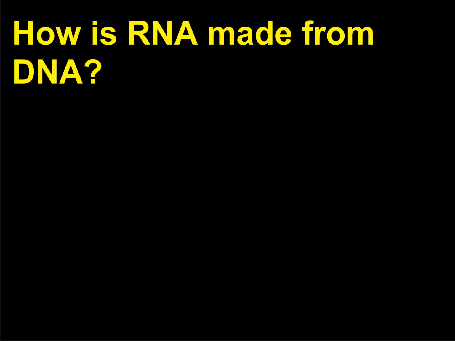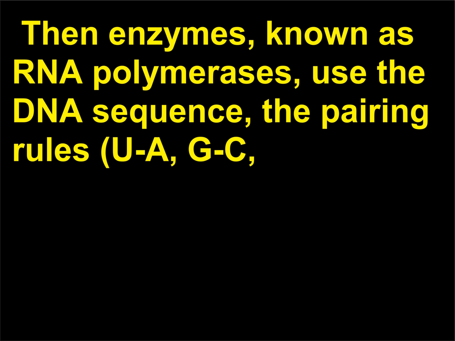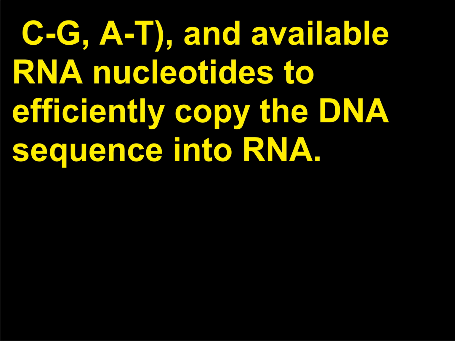How is RNA made from DNA? In eukaryotes, first the DNA of the specific gene unwinds. Then enzymes, known as RNA polymerases, use the DNA sequence, the pairing rules, U-A, G-C, C-G, A-T, and available RNA nucleotides to efficiently copy the DNA sequence into RNA.